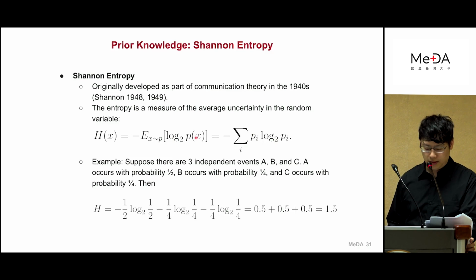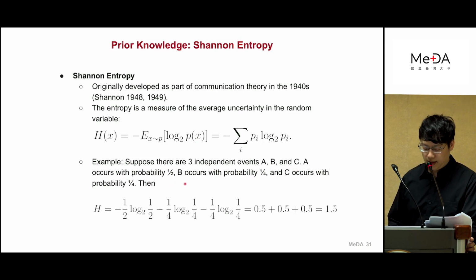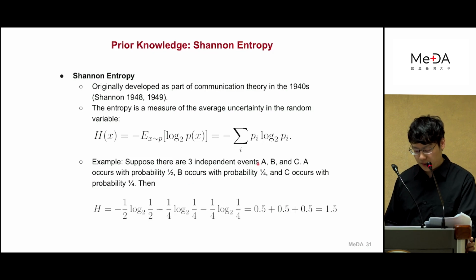For example, suppose there are 3 independent events A, B, and C. A occurs with probability 1/2, B occurs with probability 1/4, and C occurs with probability 1/4. Then the entropy will be equal to 1.5.